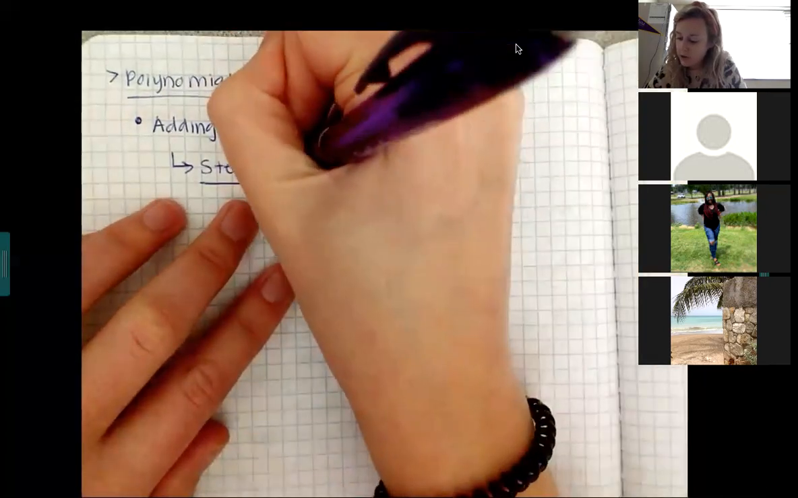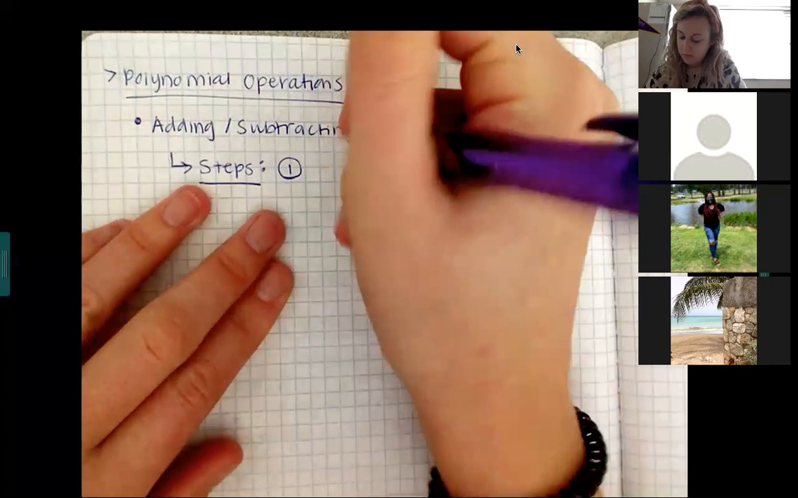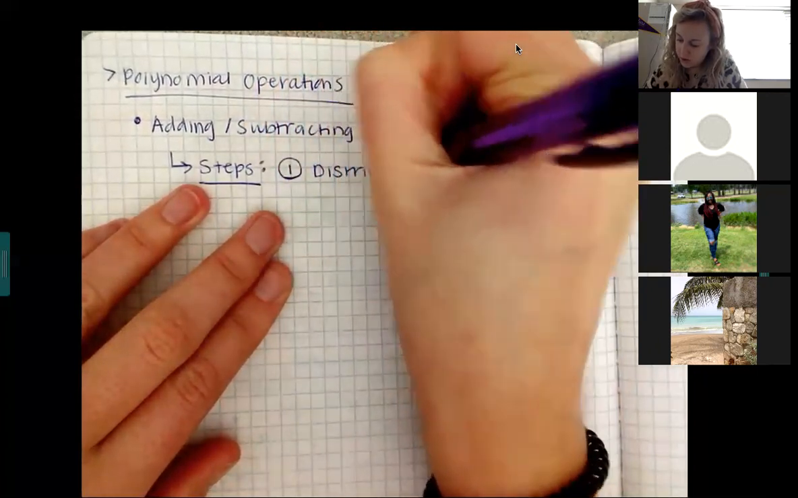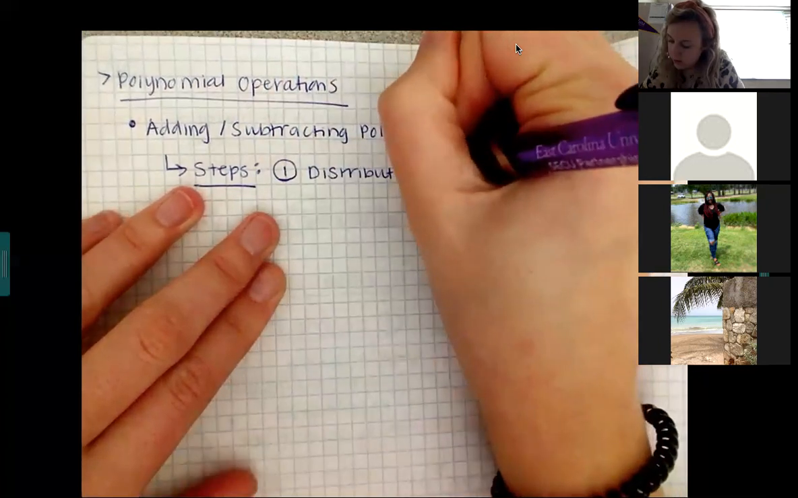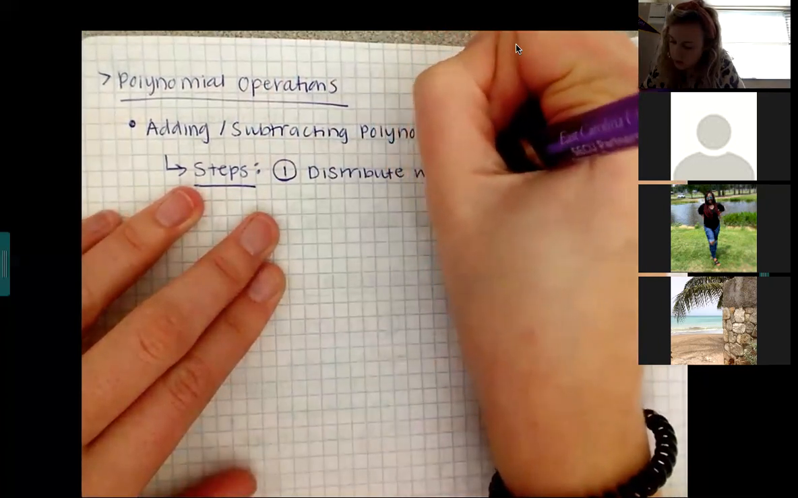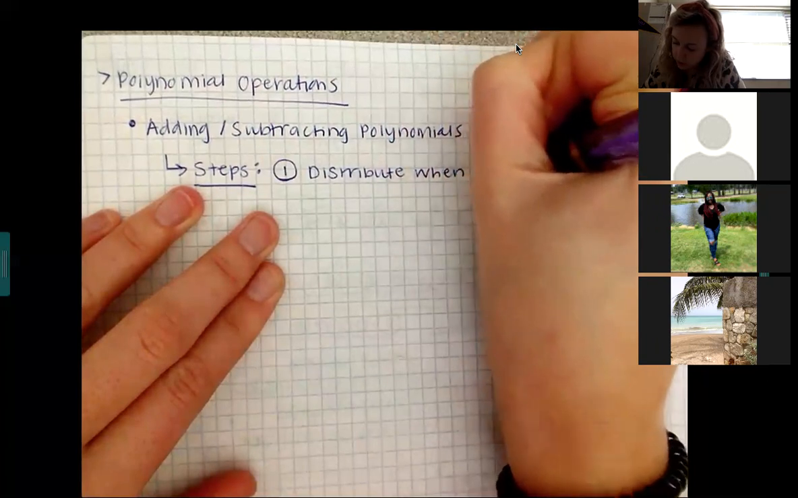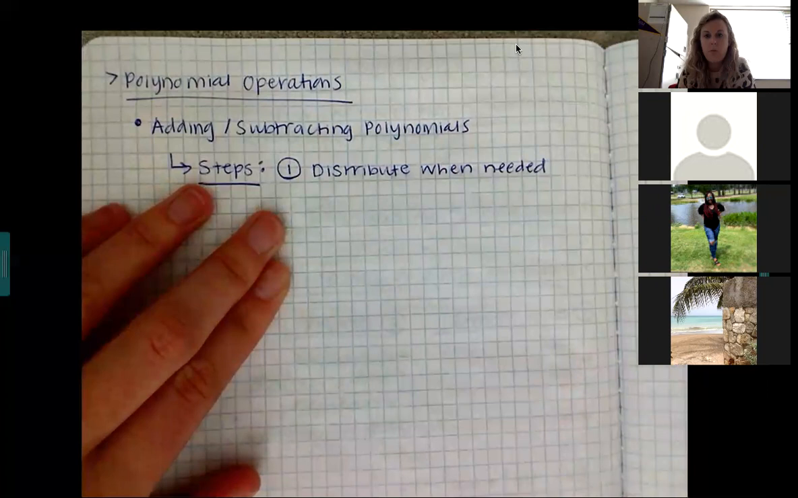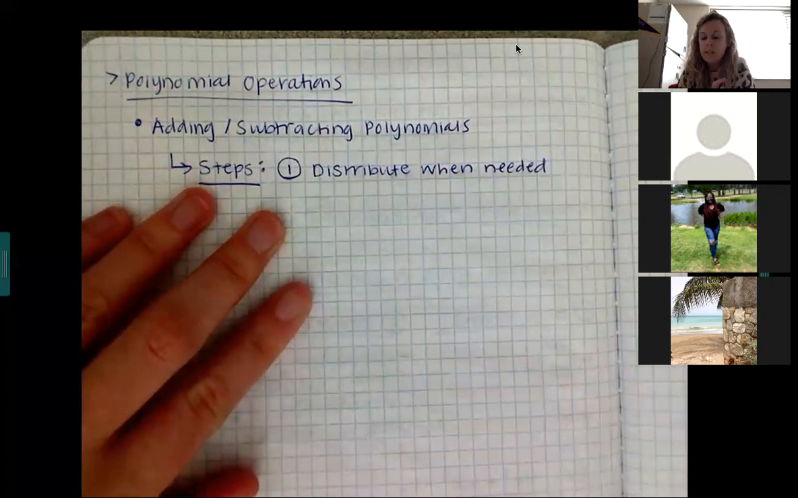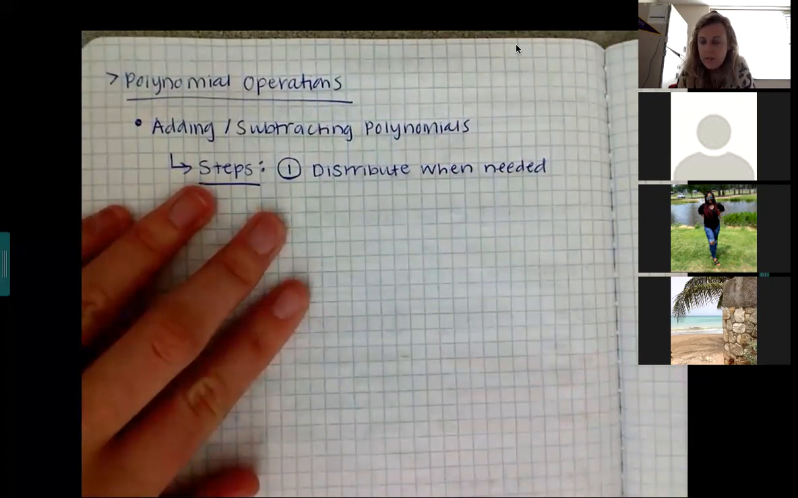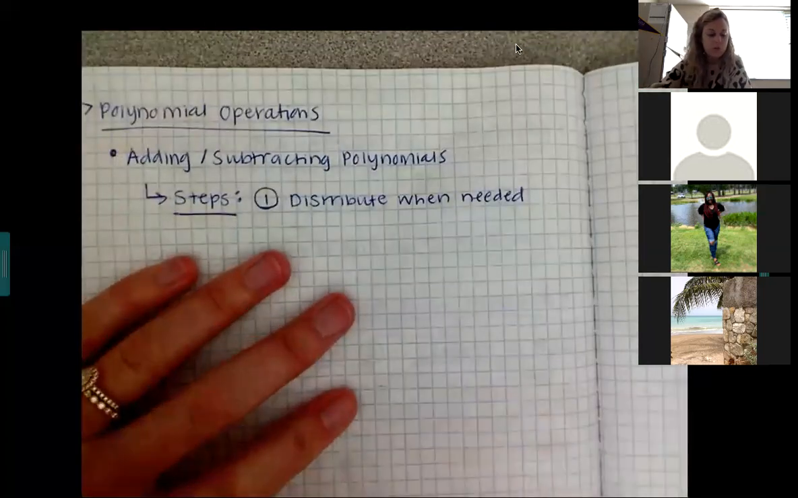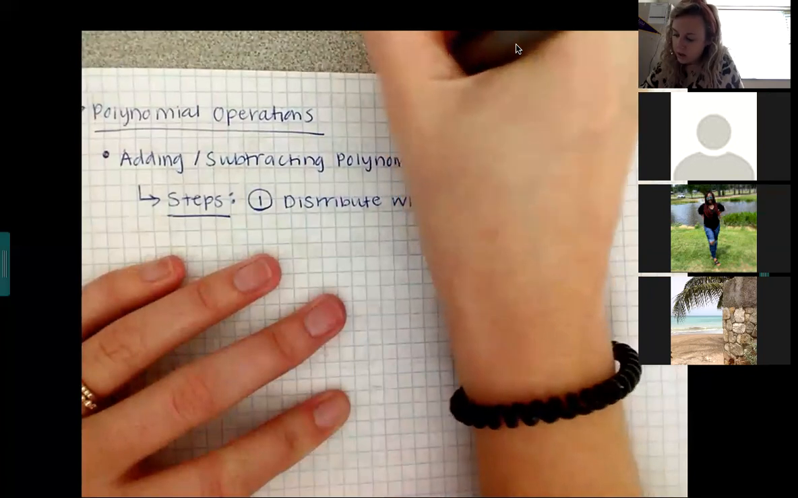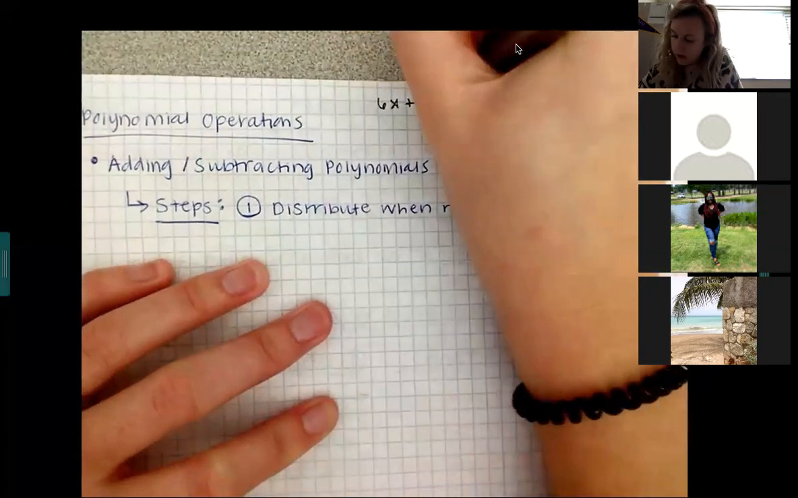All right, so your first step, you're going to distribute when needed. So if there's nothing to distribute, then you don't have to worry about this step. But what my students always tend to mess up on, and I don't want y'all to write this, I just want you to look. I'll give you an example right here. We're not going to actually do it.